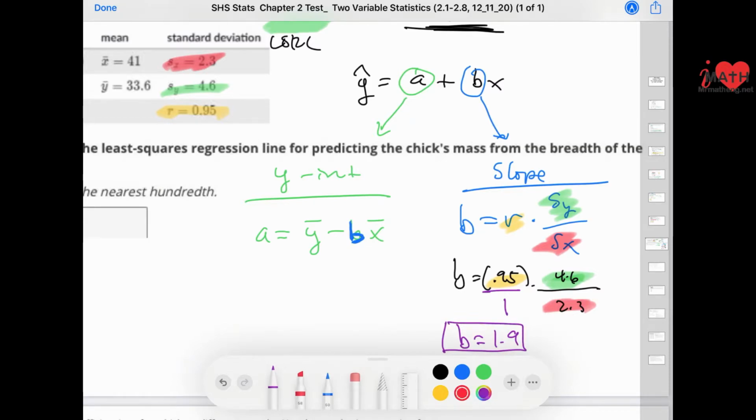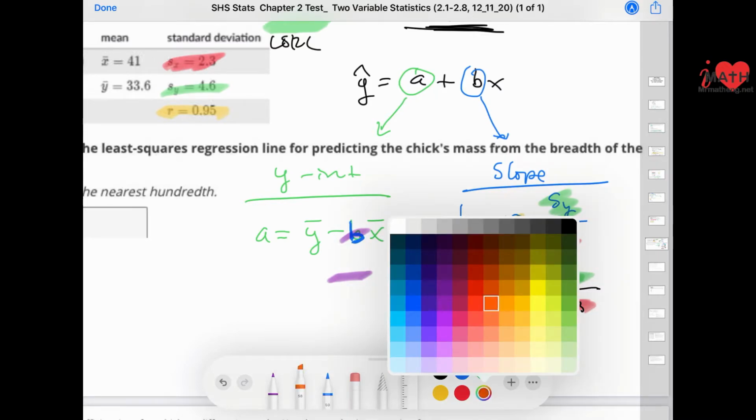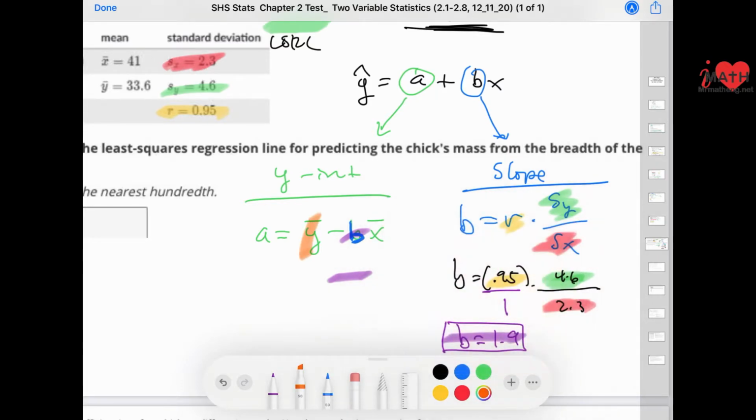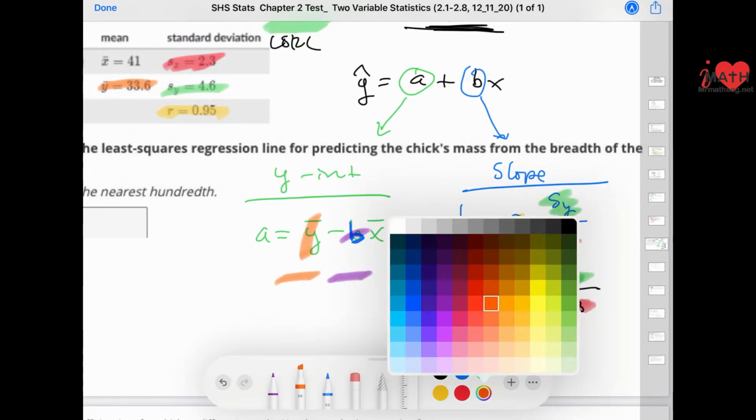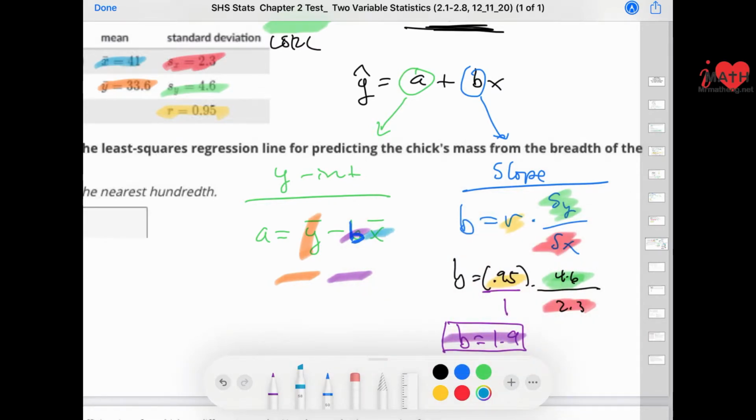Okay, so this value here, B, is going to go right there. And then let's get some other ones. Our average for the y's is going to go here, and our x bar of 41 is going to go there. Okay, let's fill that in.